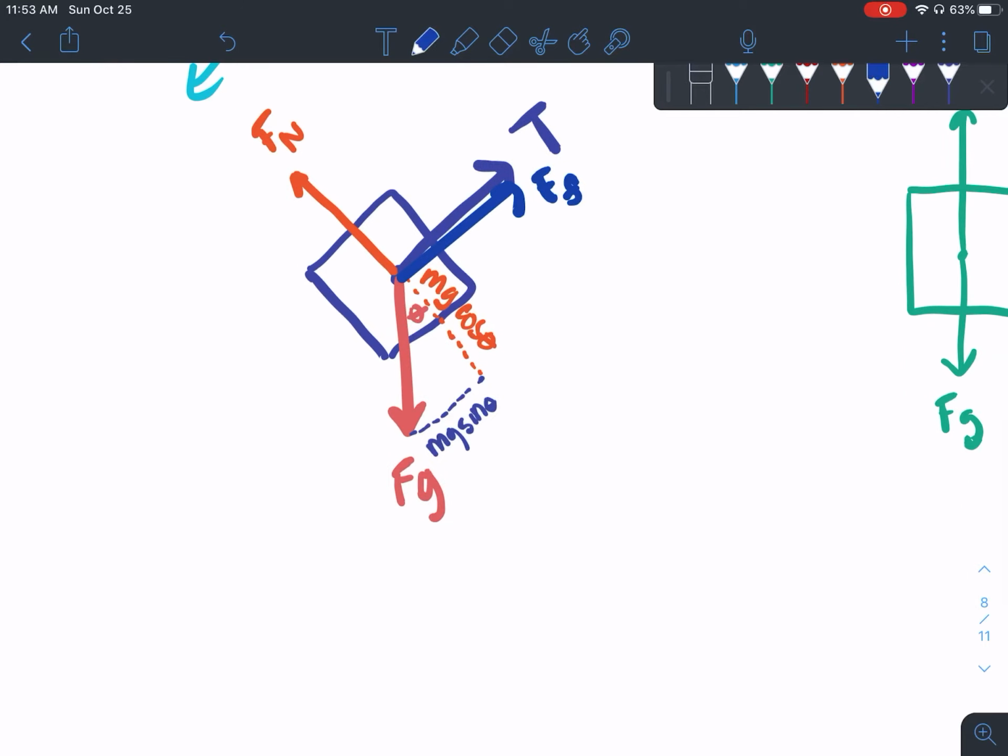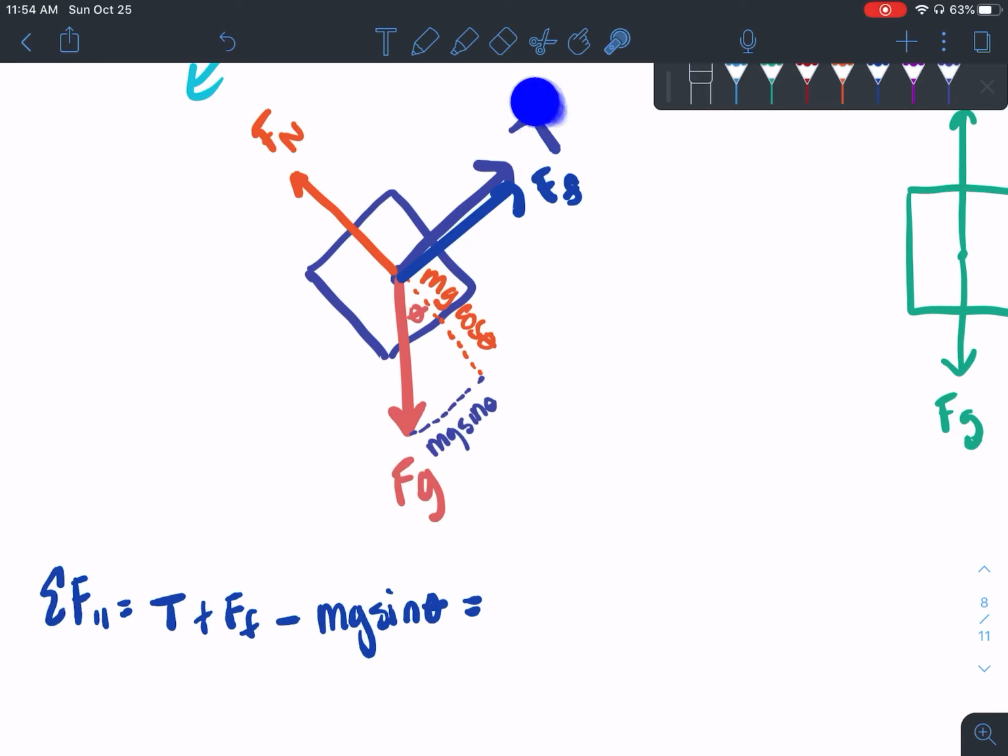So now as I write my sum of force equations, I'm going to have tension plus the force of friction, because they're in the same direction, minus mg sine theta this time. So the tension stayed in the same direction, and here mg sine theta is going in the other direction. So making sure that tension and force of friction have the same sign because they're going in the same direction, and then mg sine theta has the opposite sign.